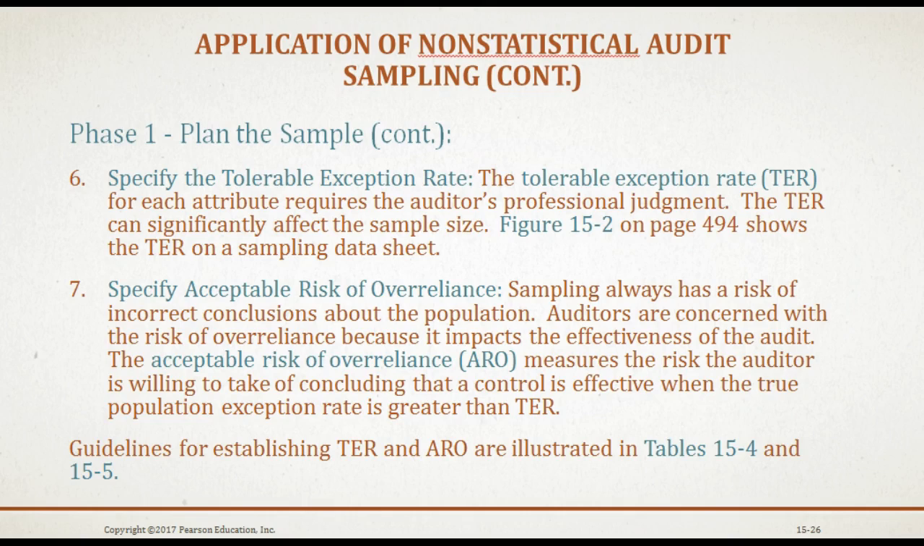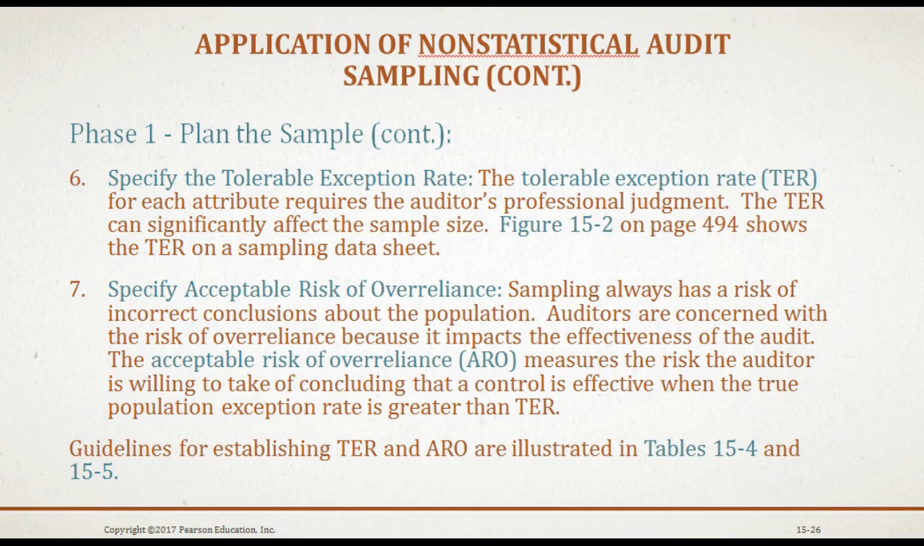The sixth step for Phase 1 is to specify the tolerable exception rate. The tolerable exception rate for each attribute requires the auditor's professional judgment. The tolerable exception rate can significantly affect the sample size. Figure 15-2 on page 494 of your textbook shows the tolerable exception rate on a sampling data sheet.